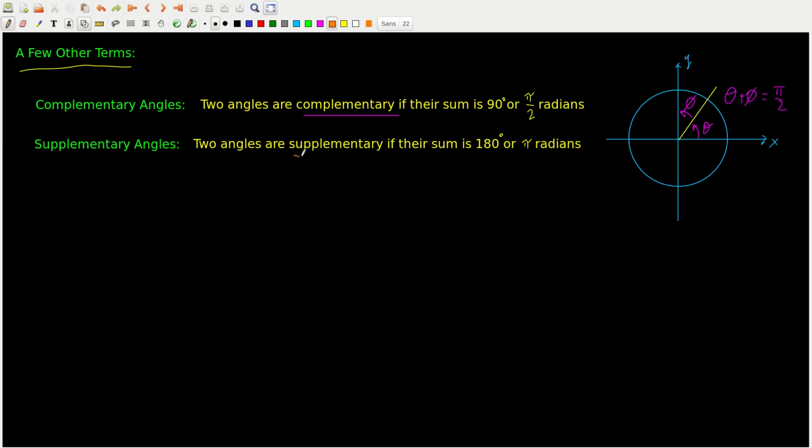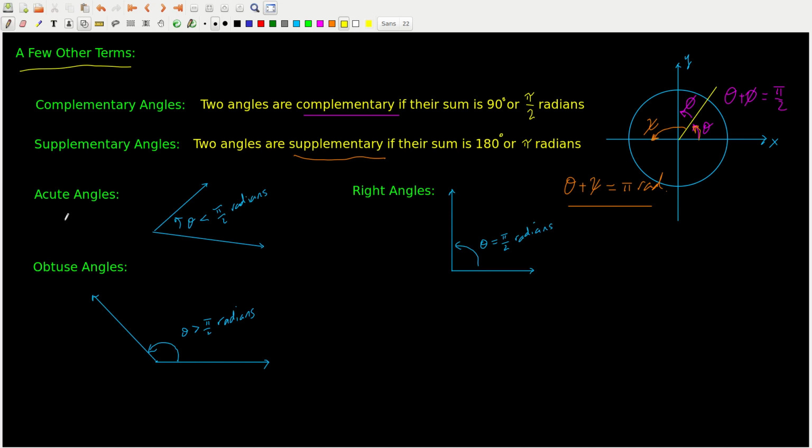Alternatively, we can talk about the idea of supplementary angles, and those are two angles that add up to 180 degrees or pi radians. So if we take this angle theta again, the same angle we had before, and instead of the angle I drew last time, let's draw this angle in. If I took those two angles, theta, and let's call this psi maybe, then they would be supplementary because they add to pi radians, or 180 degrees. So there's the idea of supplementary and complementary angles, and we'll explore them some more.